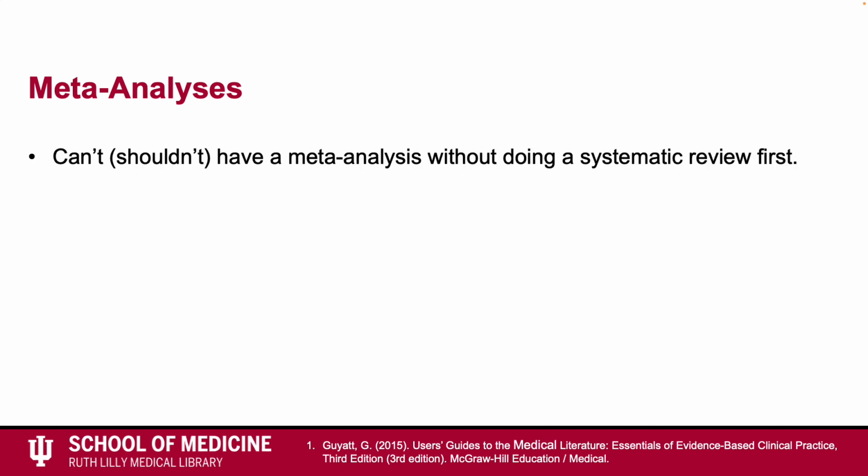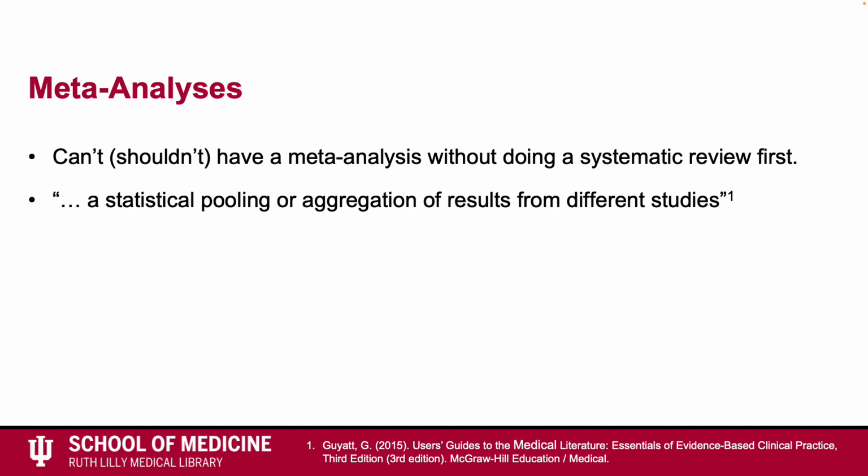The first thing to know about a meta-analysis is that it must go through all of the steps of a systematic review first. So a meta-analysis takes what a systematic review started and adds statistical tests to pool or aggregate the results. This helps the researchers draw conclusions about many different studies as if they were one study. It can be very powerful when it's done well.